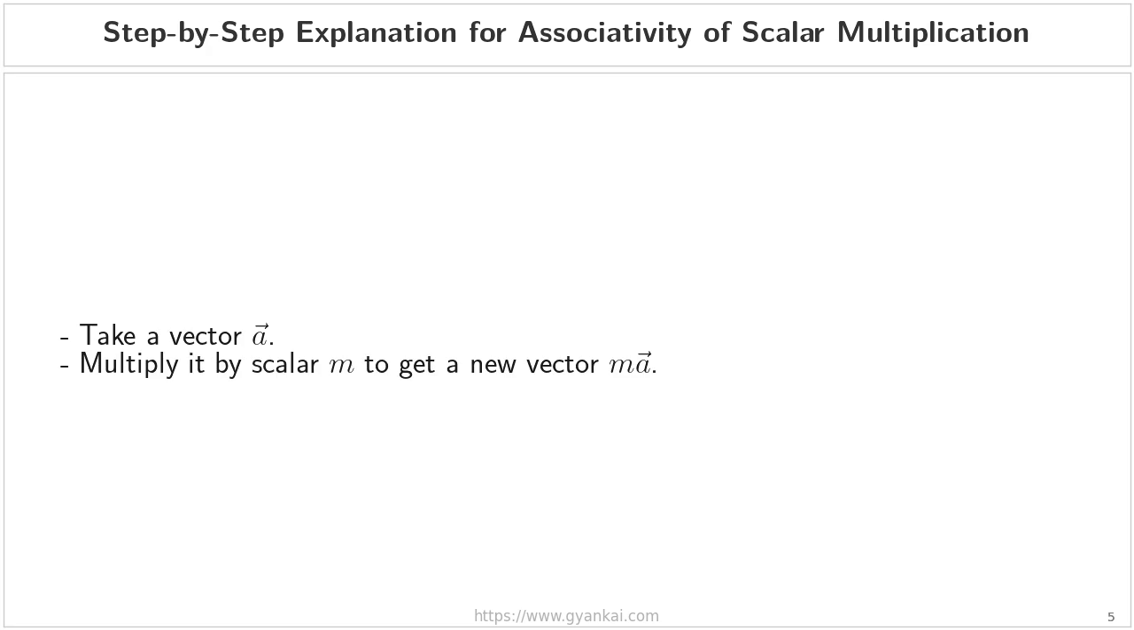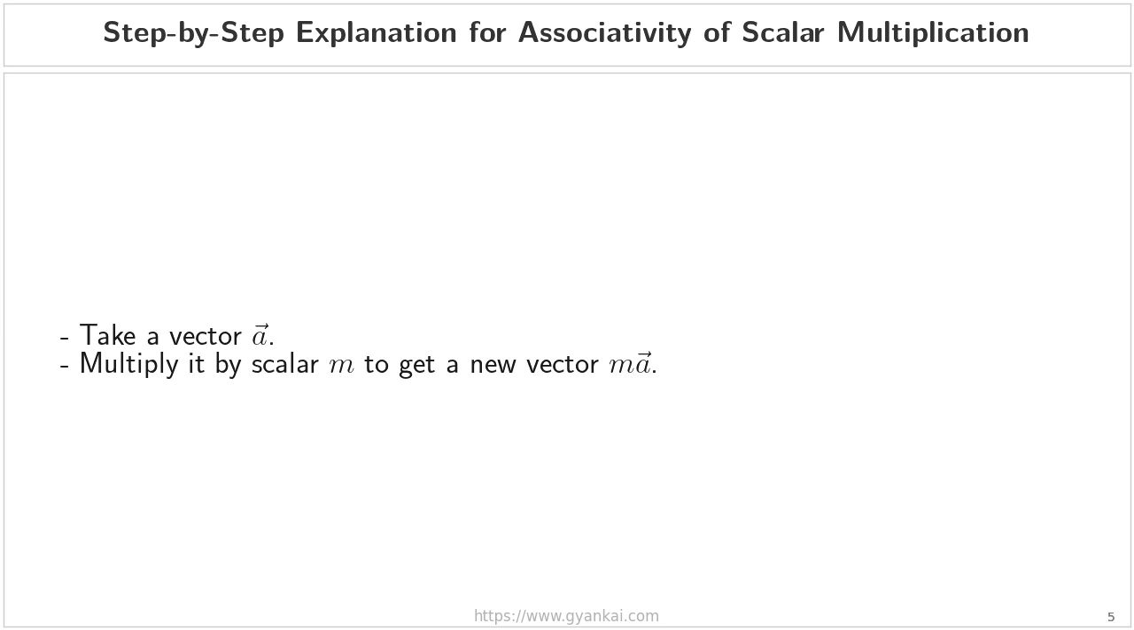Step-by-step explanation for associativity of scalar multiplication. First, let's start with a simple foundation. We take a single vector, which we'll call vector A. Next, we apply our first scaling factor. We multiply vector A by a scalar, let's call it m, which gives us a new scaled vector, m vector A.